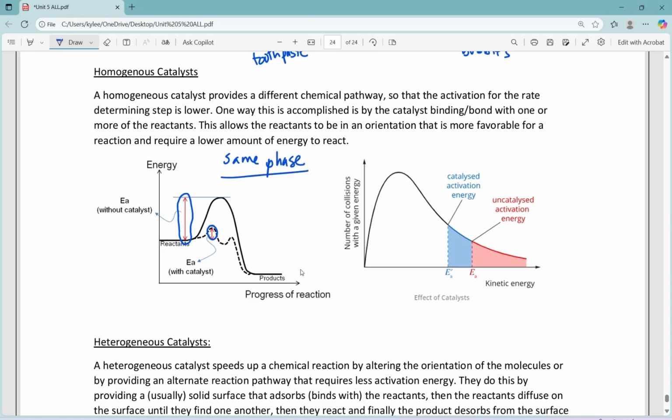And this gets added to the solution and it provides an alternative pathway. So instead of having to go all the way up here and then down, we have a two-step mechanism with the catalyst, and the catalyst is probably going to form some intermediate, and then the products would be formed after that.